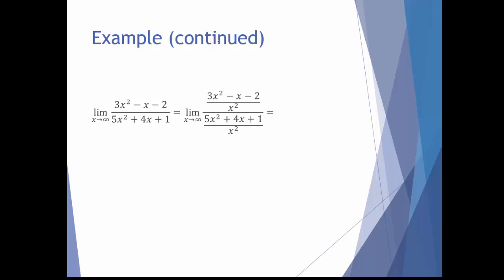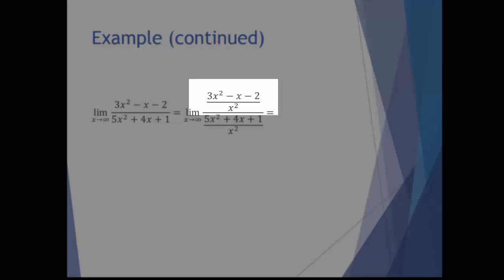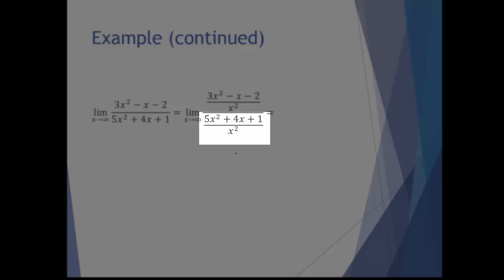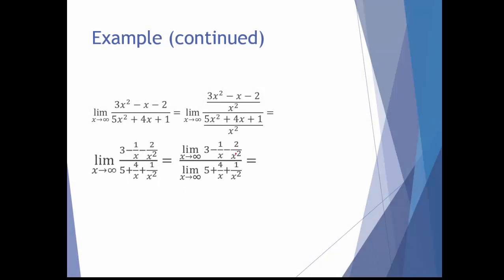When we divide both numerator and denominator by x squared, remember, this x squared is going to divide into every term in the numerator, as it does in the denominator. When we do that, the x squareds in both of the first terms will cancel. I'll be left with a 3 in the numerator and a 5 in the denominator. Here I'll get 1 over x. Here, 2 over x squared. Here I'll get 4 over x. And here we'll get 1 over x squared.